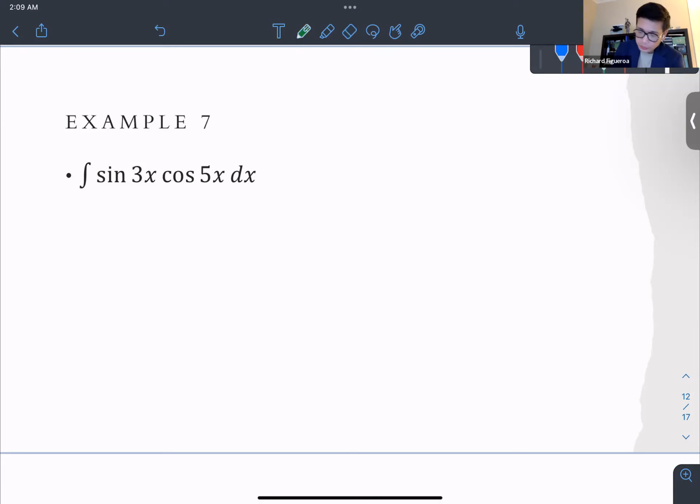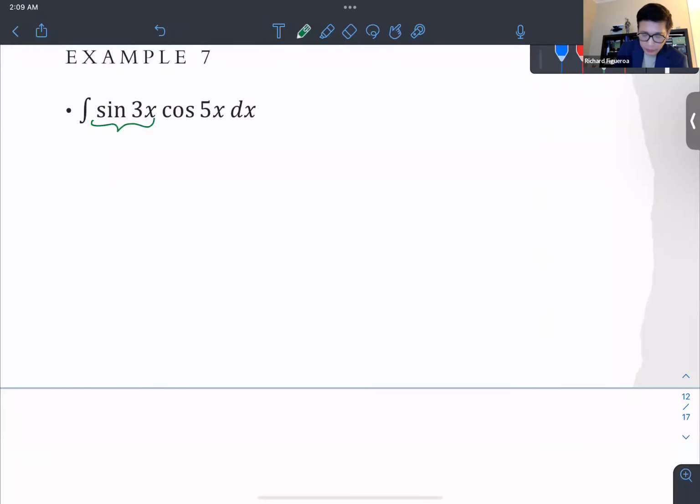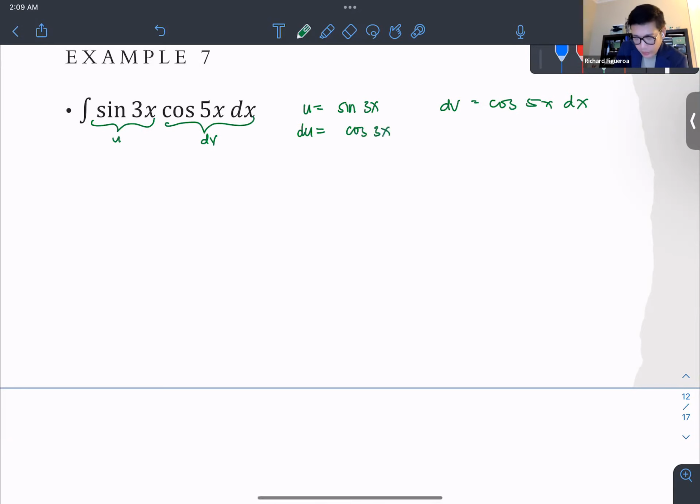To start with, we will designate sine 3x as our u, and cosine 5x dx will become our dv. So u is sine 3x, and our dv is cosine 5x dx. Then we derive sine 3x, so its derivative is cosine 3x, and the derivative of 3x is 3. I'll just write it as the coefficient, so 3 dx. And for v, we integrate dv.